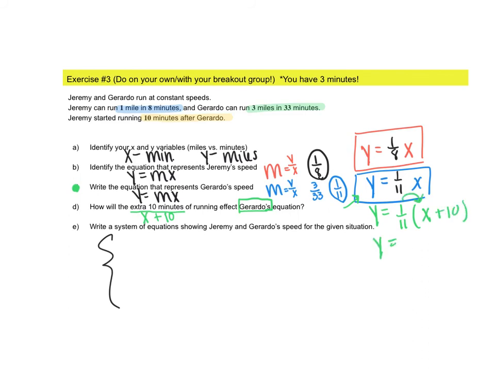I can distribute this like you should have done. This becomes 1/11 x plus, when I do my multiplication here, 10 times 1 is 10, 11 times 1 is 11. So this is my new equation for him.